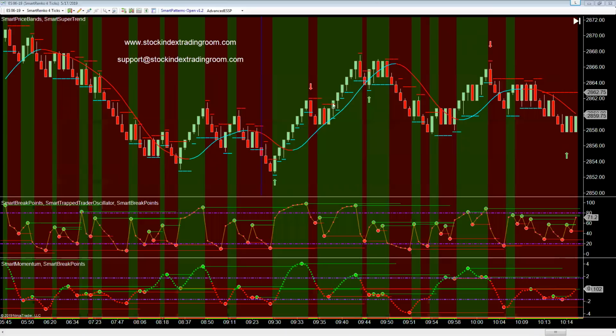Here's one, not very good. Here's one, not very good. Here's one, turned out to be pretty good. And so the first entry method is simply a Smart Renko reversal bar that is breaking an SST print. We're going to look at some other signals that generated this week.